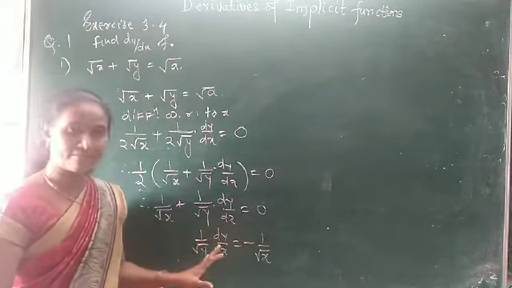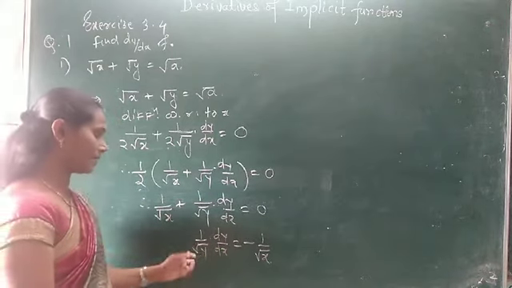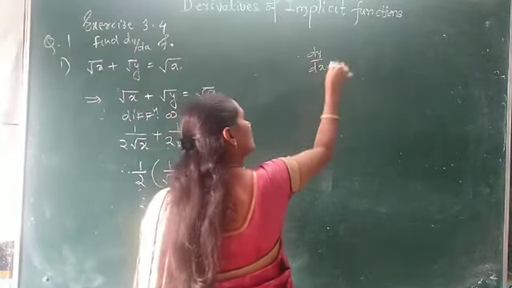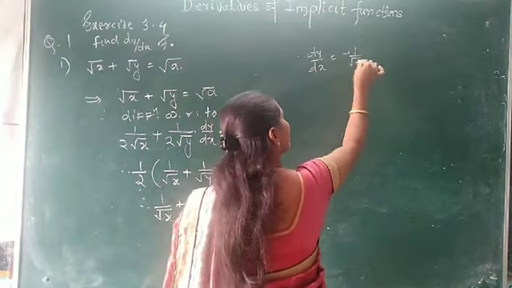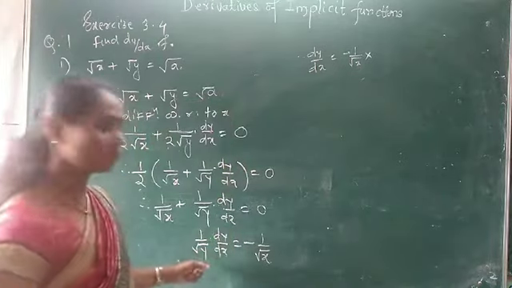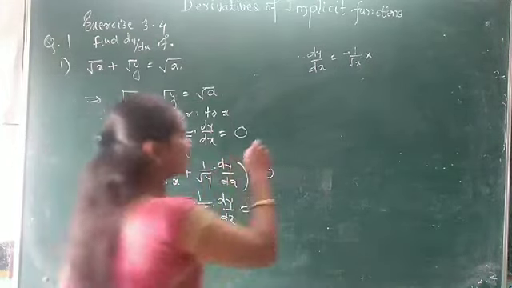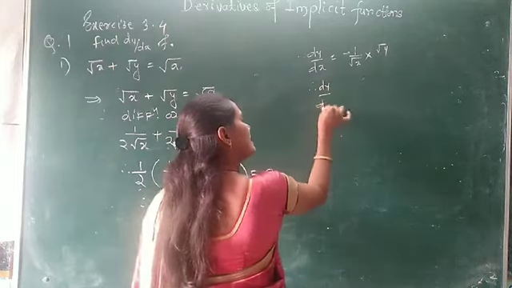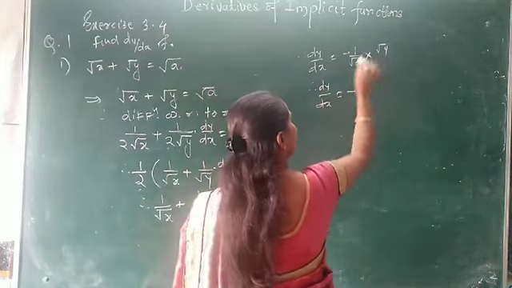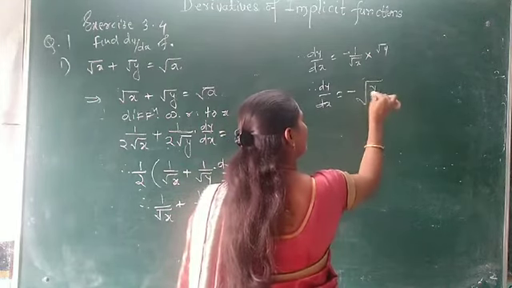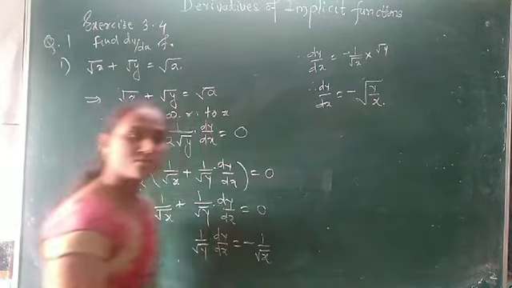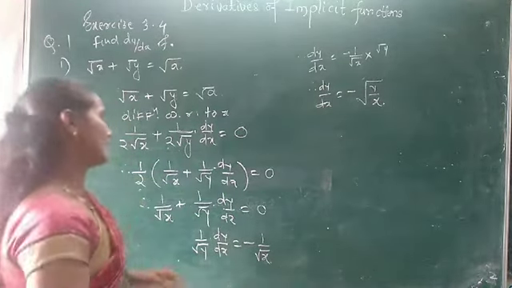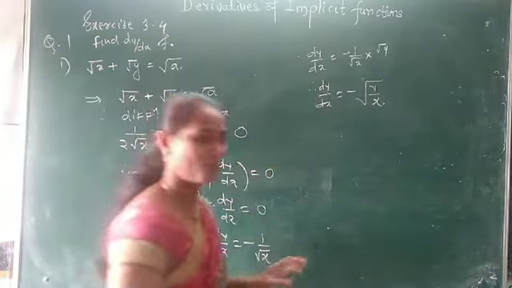We want only dy upon dx, so multiply by root y on this term. Therefore dy upon dx is equal to minus 1 upon root x into root y, because root y is in the denominator on this side, so on the other side it is in the numerator. Therefore, the final answer we can write as minus root y upon root x. Under the same root we can write y upon x. This is the value of dy upon dx.